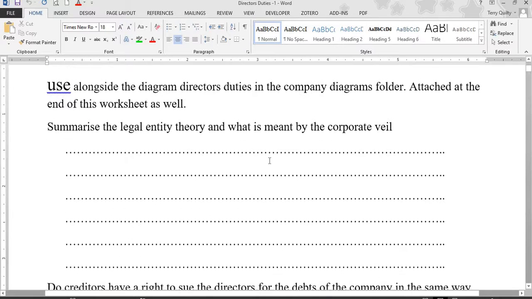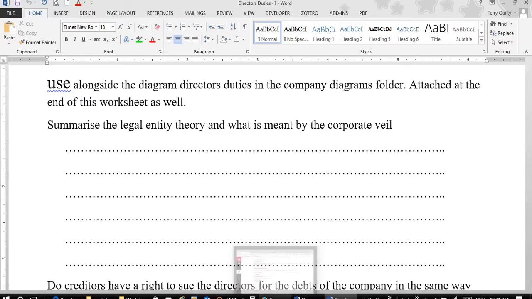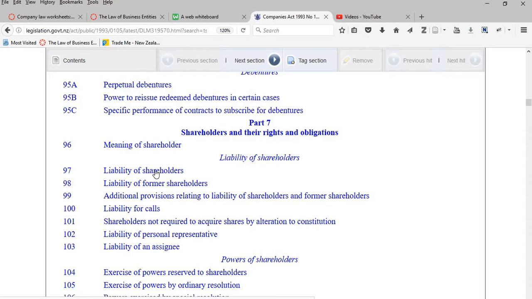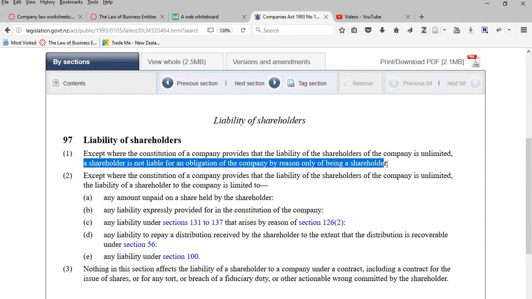Now in this worksheet we start with the legal theory and corporate veil. So you should make reference here in the Companies Act to sections 15 and 97. So you'll notice in section 97 it gives us the liability of shareholders, and it limits their liability to the amount of money they've agreed to pay for their shares. Other than that, a shareholder is not liable for an obligation only because they're a shareholder. They can, as we've discussed, be liable as a director potentially, and of course if they give guarantees directly to creditors, then of course they're liable under contract.